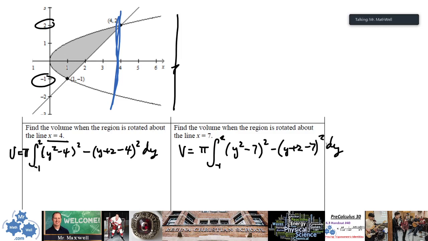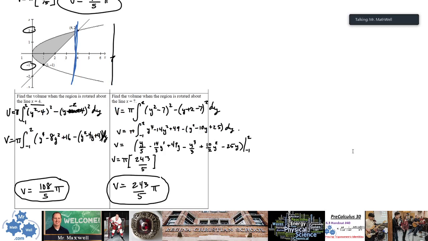Okay? So what I want you to do right now is take a few moments, and it's your turn now to evaluate this on your own. I'll give you the answer in a few minutes, so why don't you try that on your own here now. All right, so hopefully you've all had a chance to get most of that done, at least the first one anyways. So here are the answers for those two volumes: 108 pi over 5 and 243 pi over 5. Those should be the answers that you got.